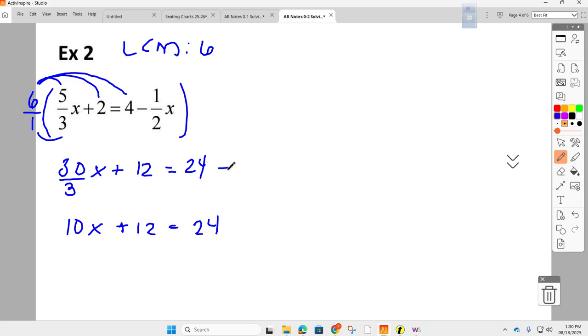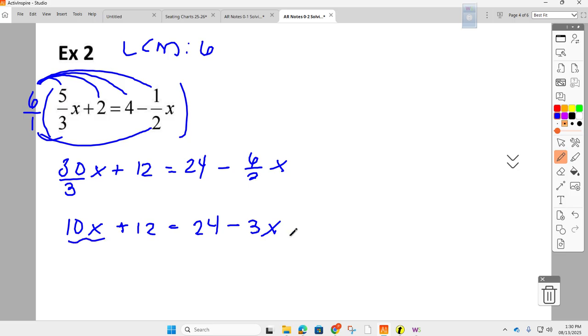Minus 6 times 1 is 6. 1 times 2 is 2, and that's an x. But what is 6 divided by 2? Right, so minus 3x. So now we did the easy work with fractions, which is multiplying. Multiplying is the easiest thing to do with fractions. We multiply them away.